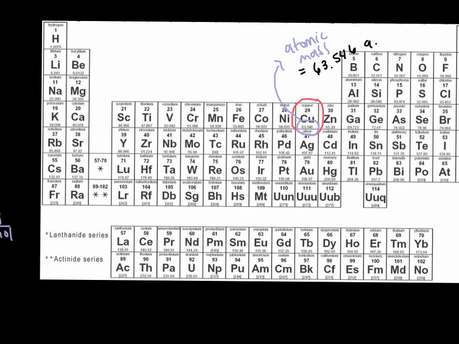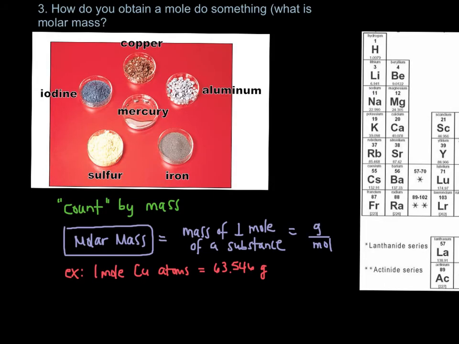63.546 atomic mass units. Well, that also happens to be, in grams, the mass of 1 mole of copper atoms. So if I want to weigh out 6.022 times 10 to the 23rd copper atoms, I would just need to get copper and put it on a scale until it weighs 63.546 grams. So we could do this for any of the elements on our periodic table.